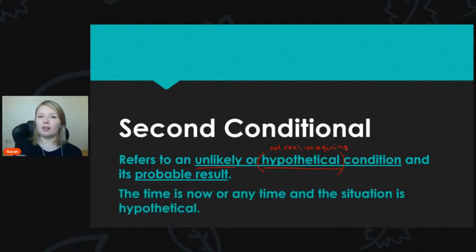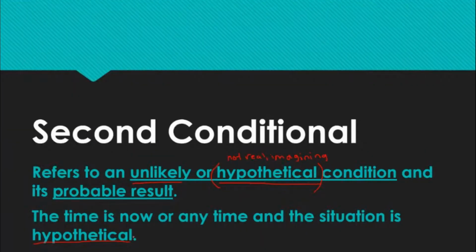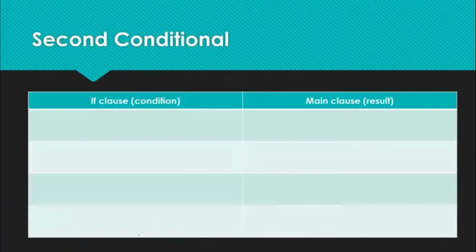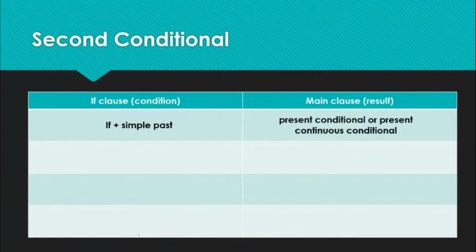The time is now or any other time, and the situation is, again, hypothetical, not real, just imagined. So we're not talking necessarily about real life, what will happen, what I will do if something happens. Let's take a look at how this conditional is different. So here in our first clause, we're using the simple past. And for our main clause, we're using present conditional or present continuous conditional. So what is that in simpler terms? If this thing happened, that thing would happen. So here again, just imagining.